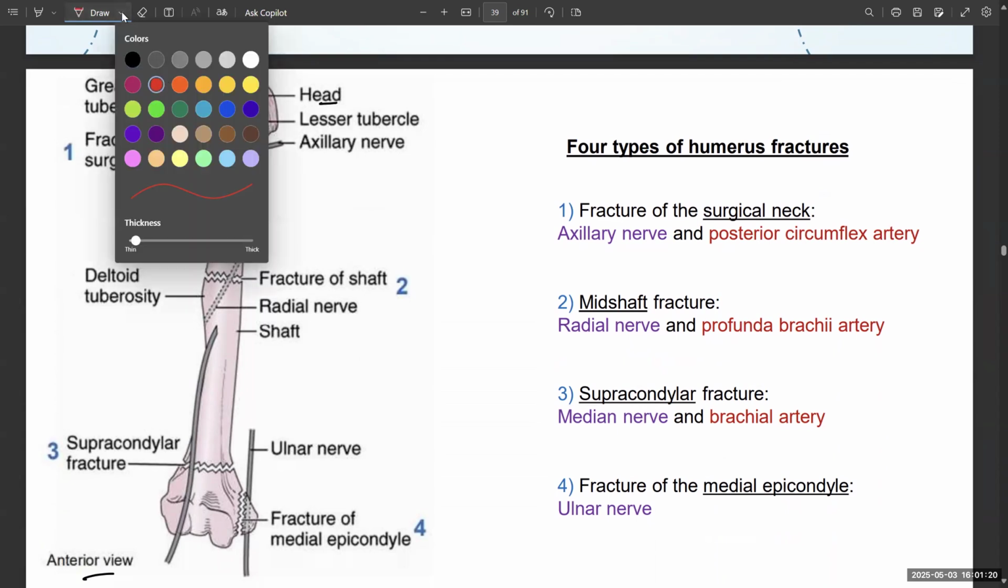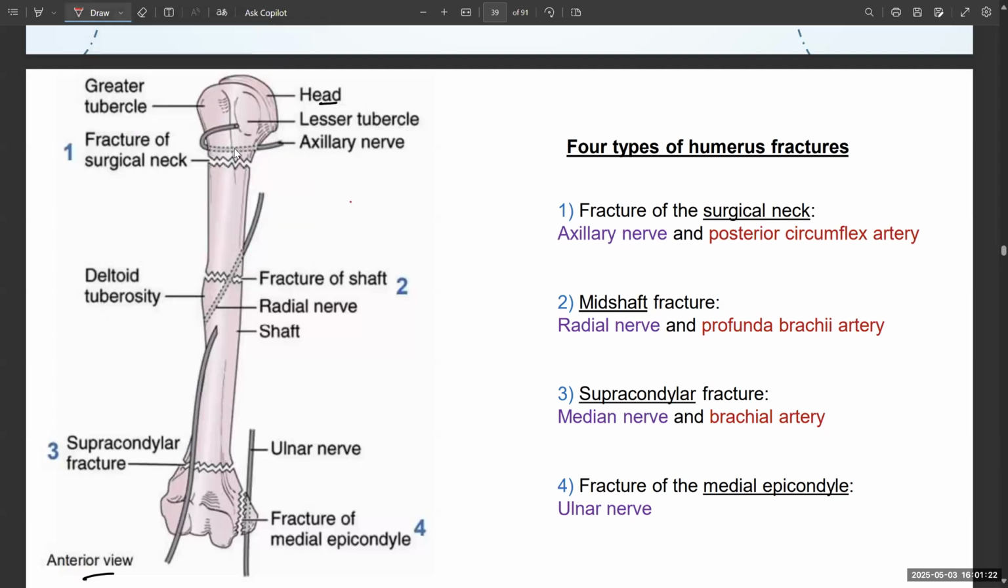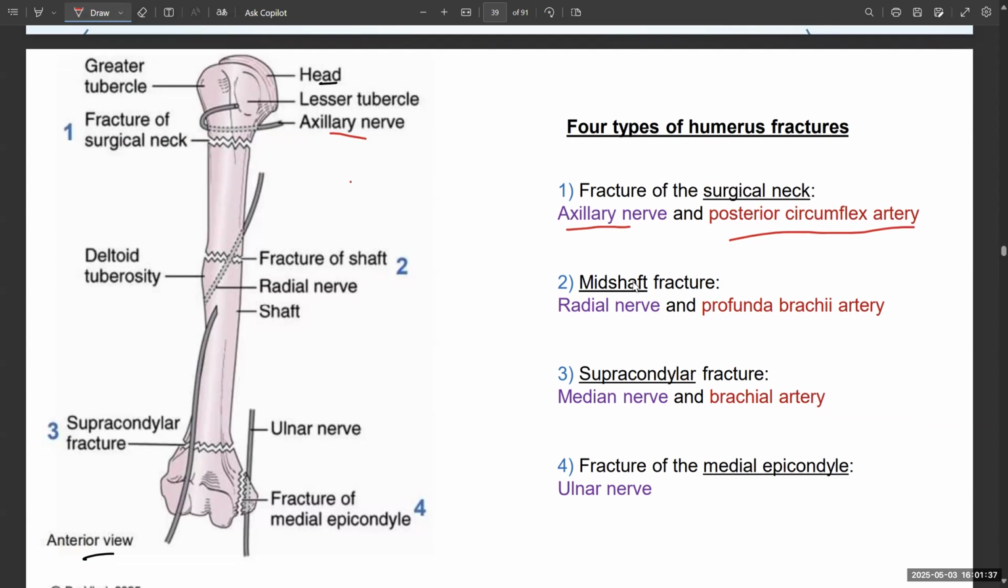Now, if you have a fracture here, you are going to damage the axillary nerve, and the posterior circumflex artery. This is important. It came into OSPE last year. Very important. Next, midshaft fracture. Midshaft basically means the middle of the bone. You fracture that, you get a radial nerve injury, and you also get an injury of the profunda brachii artery.